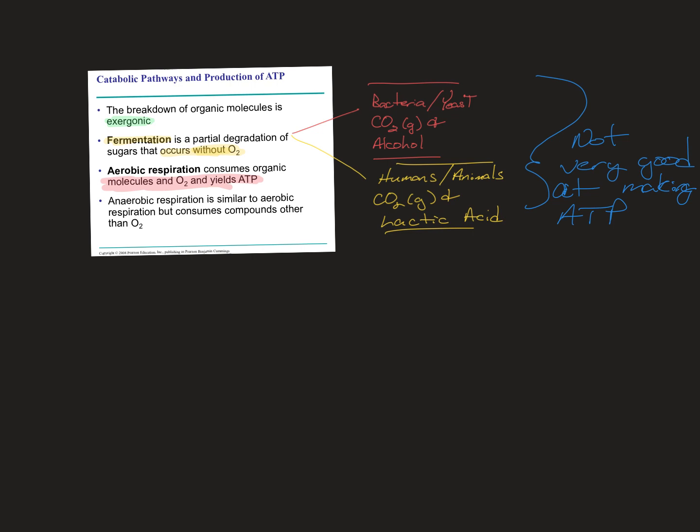So what you have to do is lactic fermentation. This keeps you going. It just doesn't do a very good job at it, and it produces lactic acid, which can build up and cause death. So it is a problem. Anaerobic respiration is similar to aerobic respiration, but consumes compounds other than O2. We're going to look at what that is.